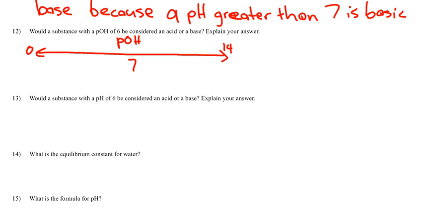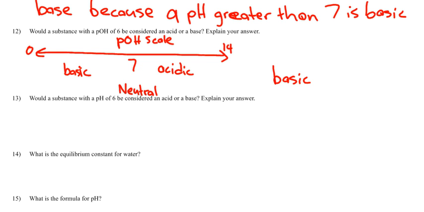So 0 to 7 on the pOH scale is basic instead of acidic. And from 7 to 14, it's acidic instead of basic. And 7 is still neutral. So a pOH of 6 would fall into the basic category. And if you draw out the scale, I'm going to count that as explaining your answer.